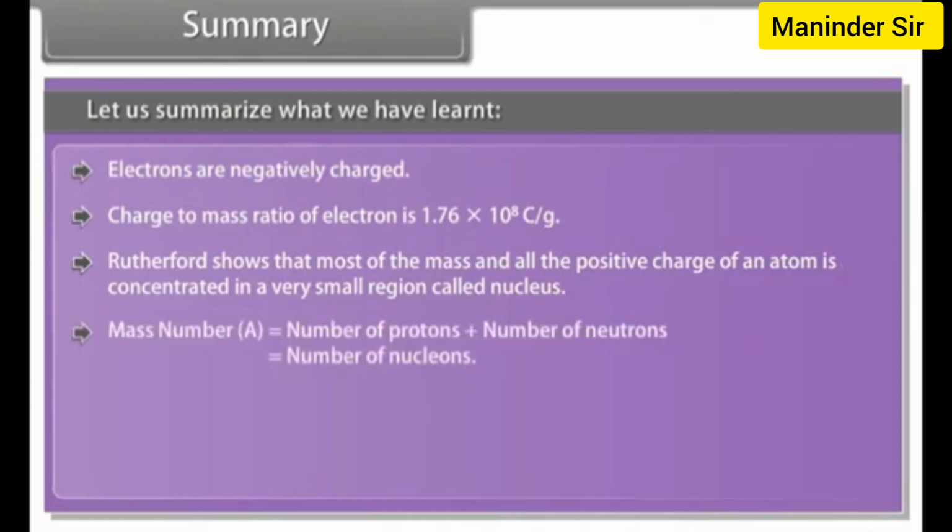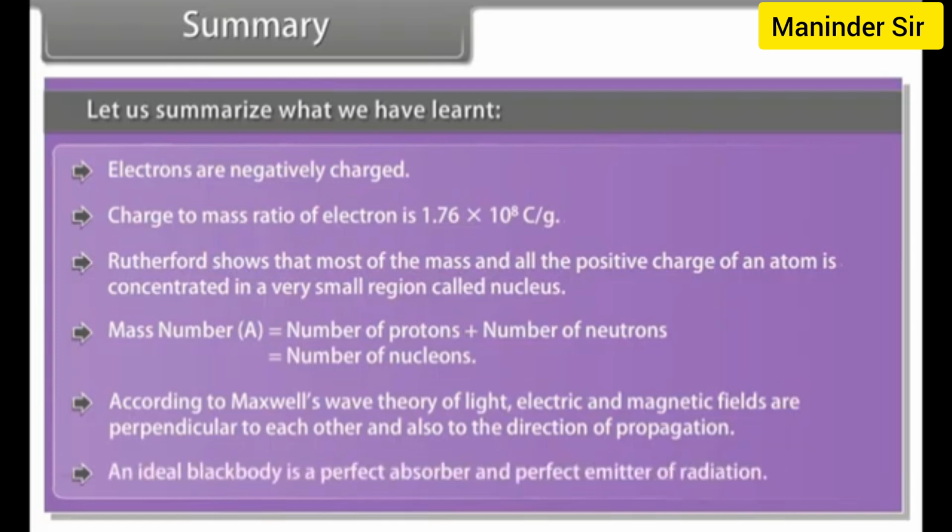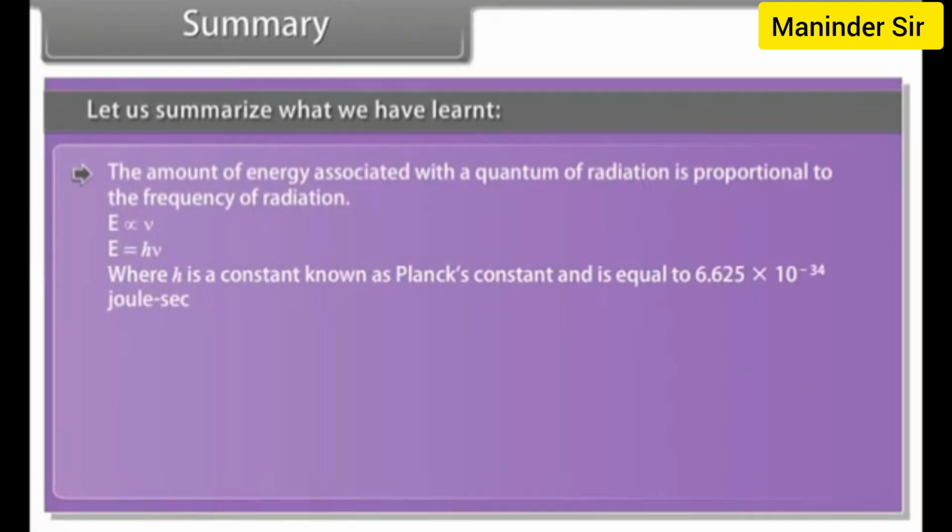Mass number A equals the number of protons plus the number of neutrons, which equals the number of nucleons. According to Maxwell's wave theory of light, electric and magnetic fields are perpendicular to each other and also to the direction of propagation. An ideal black body is a perfect absorber and perfect emitter of radiation. The amount of energy associated with the quantum of radiation is proportional to the frequency of radiation, where the constant of proportionality is known as Planck's constant and is equal to 6.625 into 10 raised to the power minus 34 joule second.